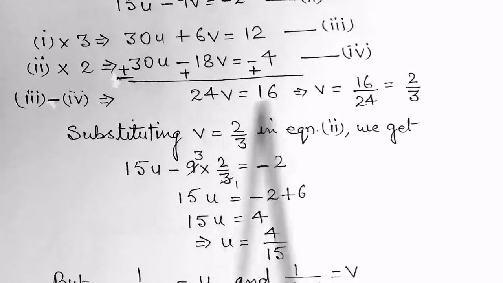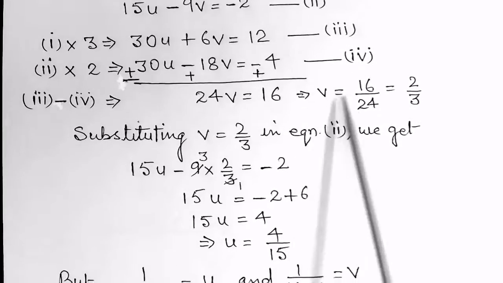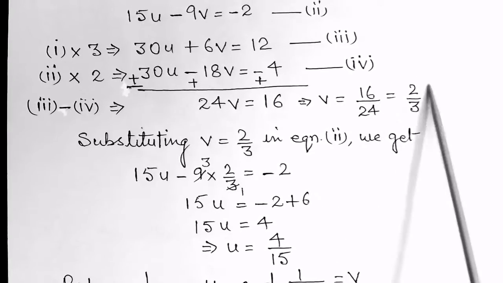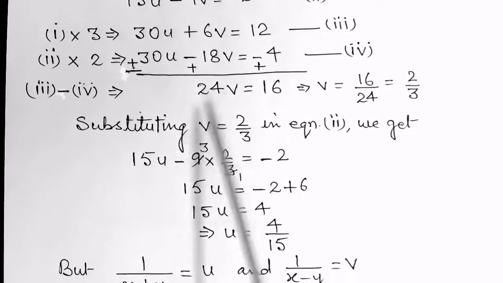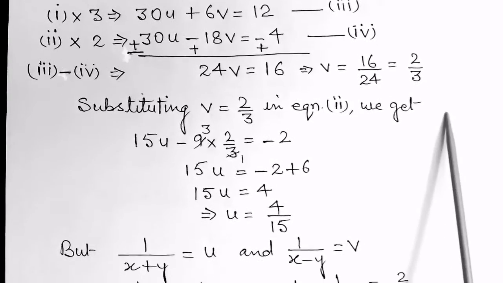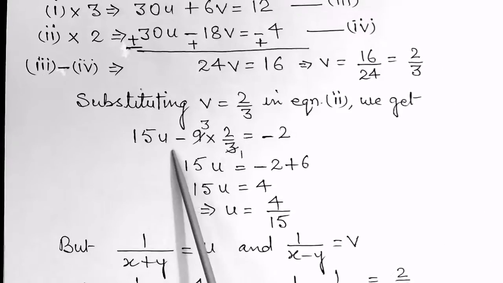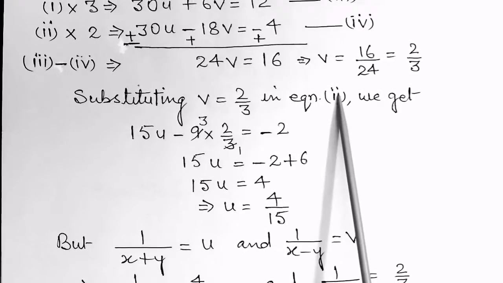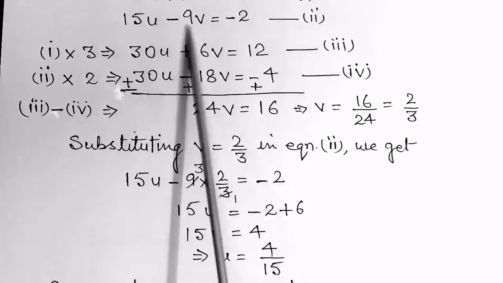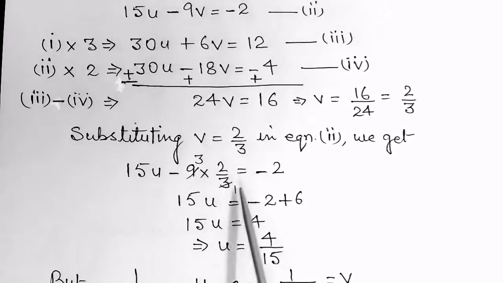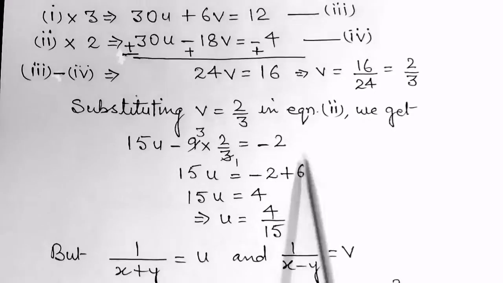So we get 24v is equal to 16, or v is equal to 16 over 24, that is 2 upon 3. Now substituting this, v is equal to 2 over 3 in equation 2, in the second equation I am substituting. So 15u minus 9v is equal to minus 2. So 15u minus 9 into 2 over 3 is equal to minus 2.